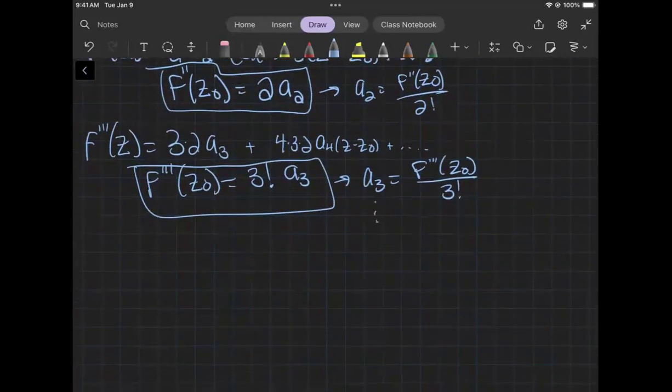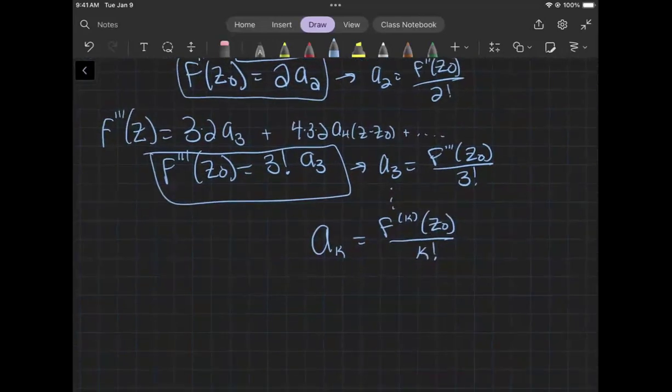And I don't know if you can see a pattern, but the pattern here is that the a sub k coefficient equals the kth derivative at z naught divided by k factorial. And this is how you would get what is called the Taylor series centered at z naught.